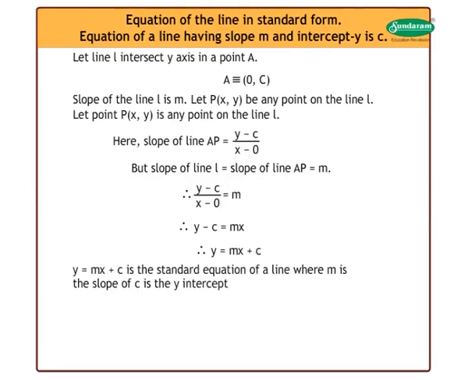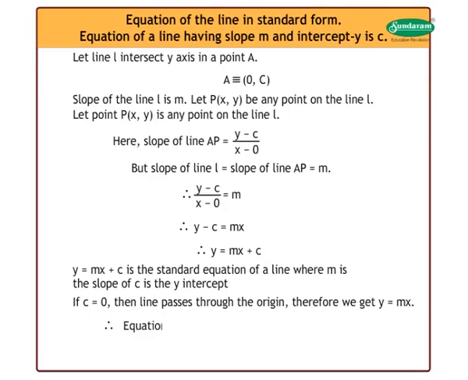y is equal to mx plus c is the standard equation of a line where m is the slope and c is the y-intercept. If c is equal to 0, then the line passes through the origin. Therefore, we get y is equal to mx. Therefore, the equation of a line passing through the origin is y is equal to mx.